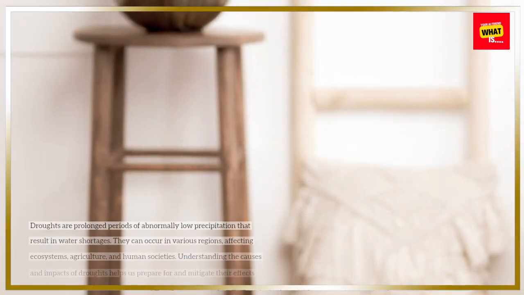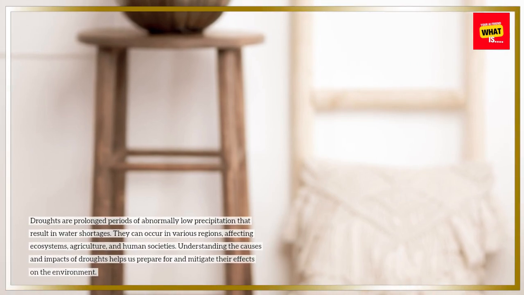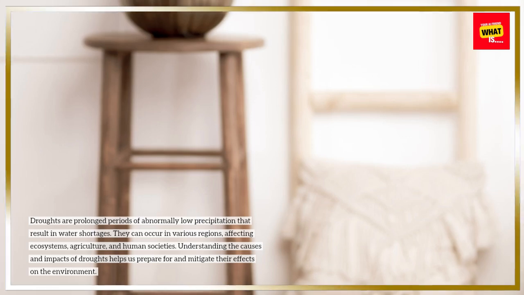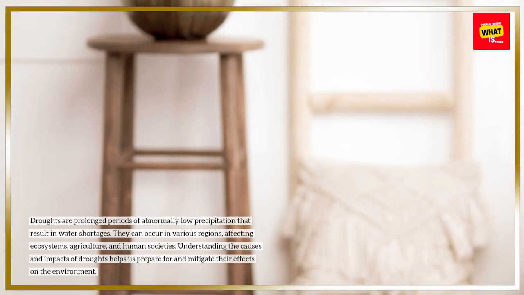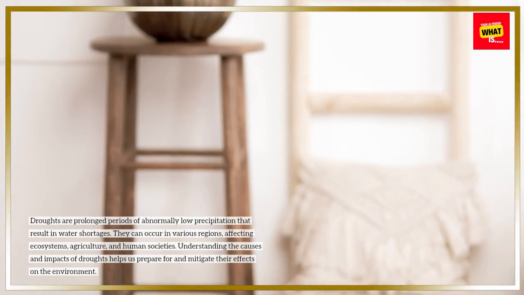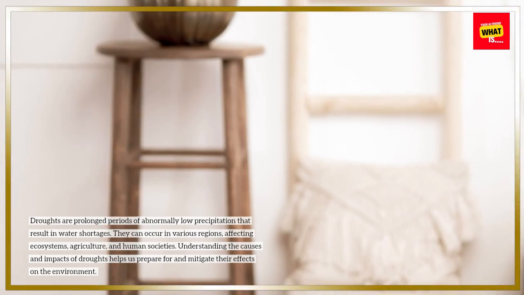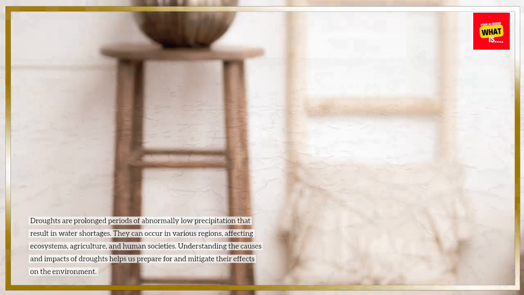Introduction to droughts. Droughts are prolonged periods of abnormally low precipitation that result in water shortages. They can occur in various regions, affecting ecosystems, agriculture, and human societies. Understanding the causes and impacts of droughts helps us prepare for and mitigate their effects on the environment.